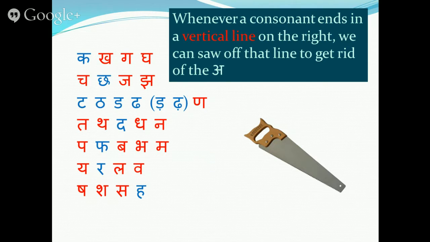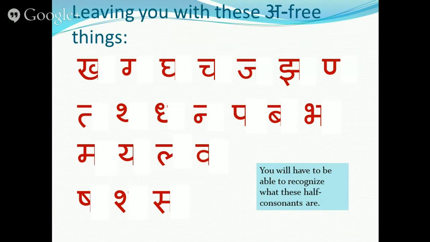K, G, G, J, J, J, N, Th, Th, Th, N, P, B, B, M, Y, L, W, Sh, Sh, S. Okay, and so when you chop those things in half, you're left with something that looks like this. And so you now have to be able to recognize these half of things when you see them. K, G, G, cha, ja, jha, na, ta, tha, dha, na, pa, ba, bha, ma, ya, la, va, sha, sha, sa.